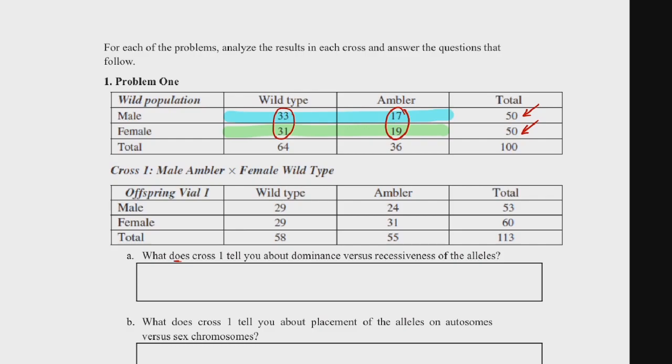So when this is a wild population and we're crossing male amblers with female wild type, then we get something that looks like this. And as we look across, all of the numbers look relatively even. When they do that first cross, 29 is similar to 29, 24 similar enough to 31. They're almost in even proportions as they were before.